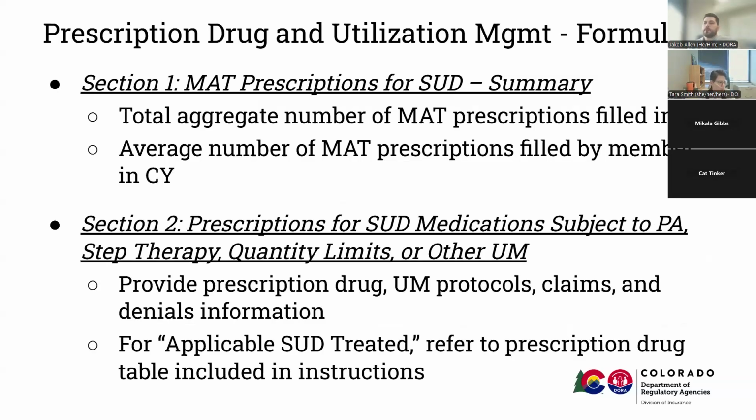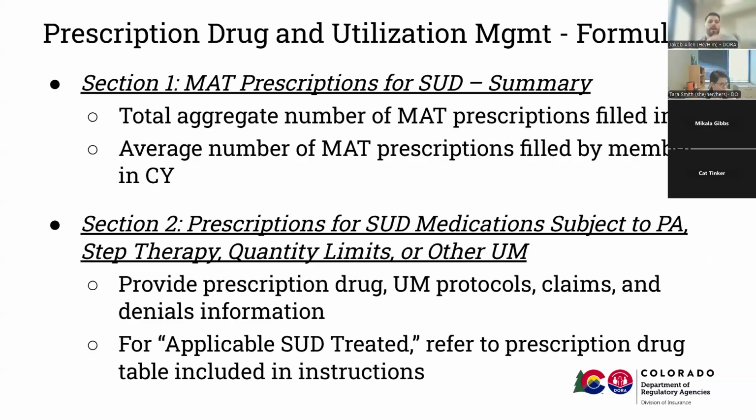So for the next tab, worksheet, I keep getting those mixed up. We're looking at the prescription drug utilization management formulary information. In section 1 of this worksheet, we're asking carriers to report the total aggregate number of MAT prescriptions that were filled in the calendar year of 2025 in this example. And the second piece there is we're asking for the average number of MAT prescriptions filled by member in that same calendar year.